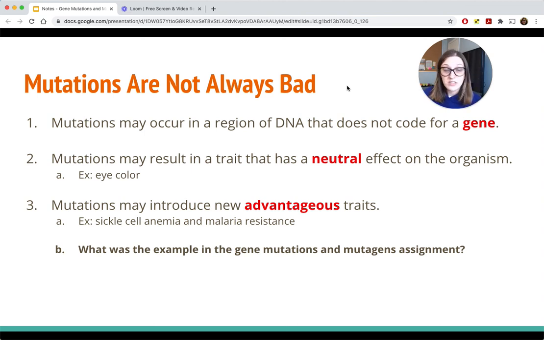All of our eye colors are the result of gene mutations. So that doesn't affect our survival, it just happens to introduce new traits. Pretty cool. And mutations may introduce new advantageous traits. For example, sickle cell anemia provides malaria resistance. There are tons of other types we are going to talk about coming up.